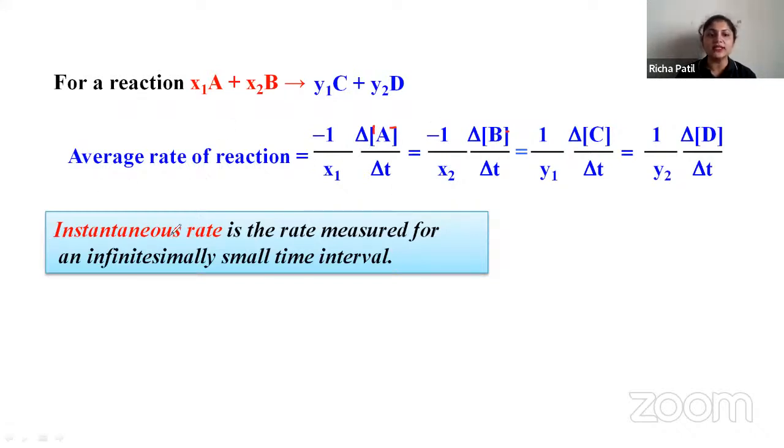So next, what is instantaneous rate? It is a rate which is measured for an infinitely small interval. So it is for a small interval of time. When you measure the rate at a very small time interval, it is called the instantaneous rate.